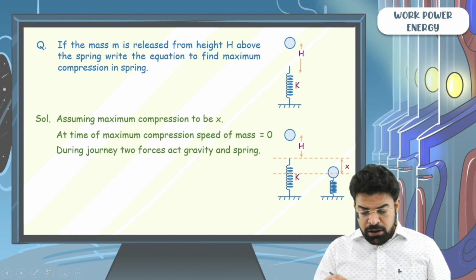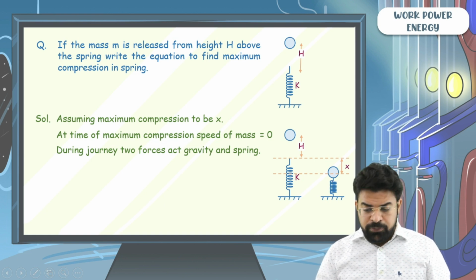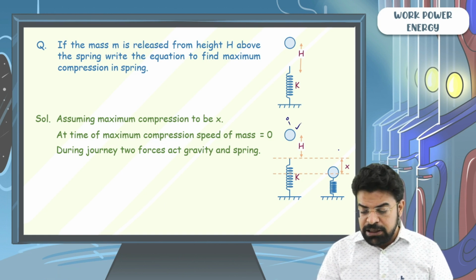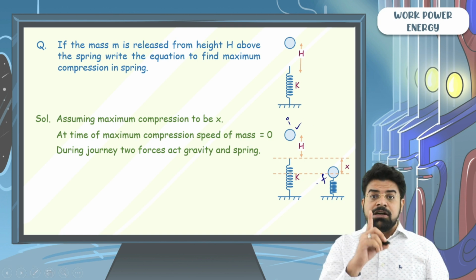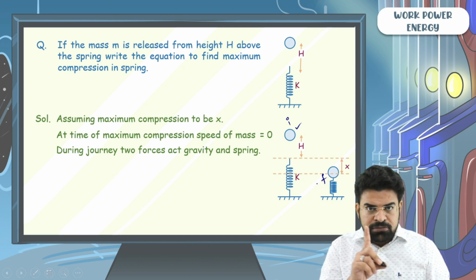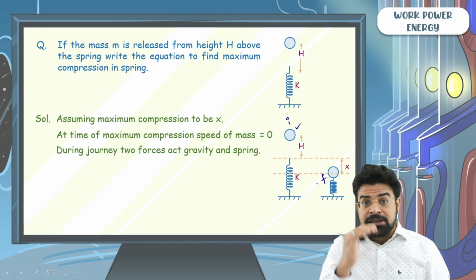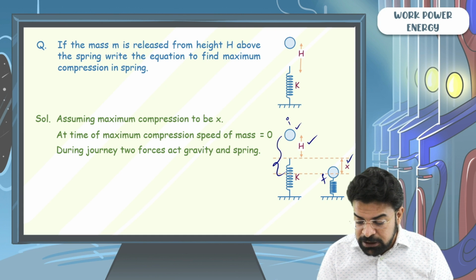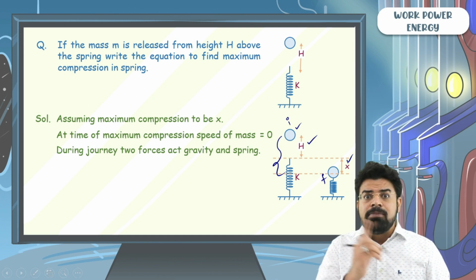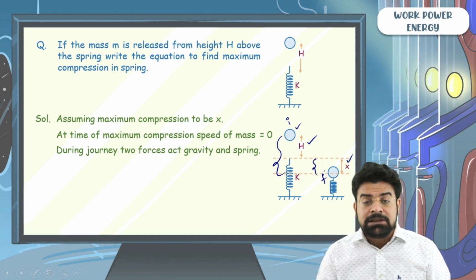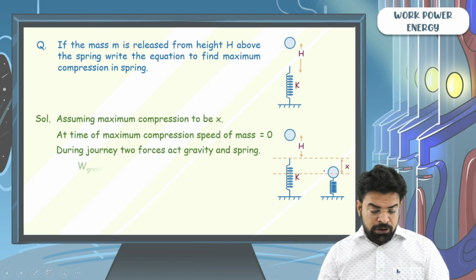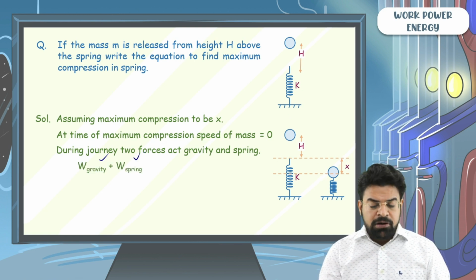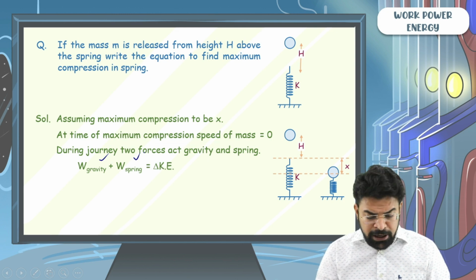Beta, now we can apply the work energy theorem. We will say from the very initial state to the very final state, the work done by gravity is not mgh, it is mg(h plus x), because the ball moves a total distance down. How much? h plus x. And the work done by spring will be minus kx square by 2. So you will say work done by gravity plus work done by spring equals change in kinetic energy.